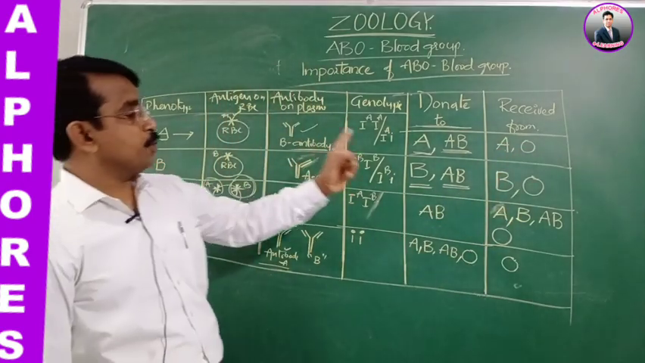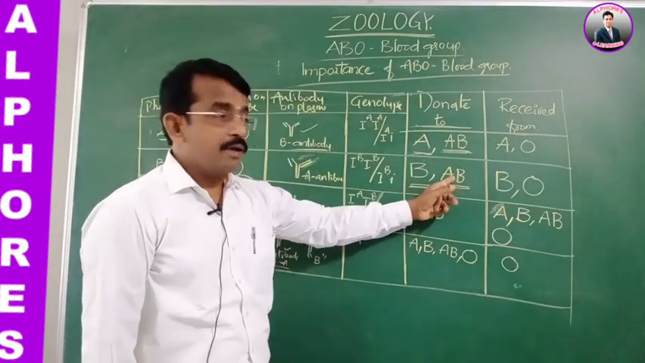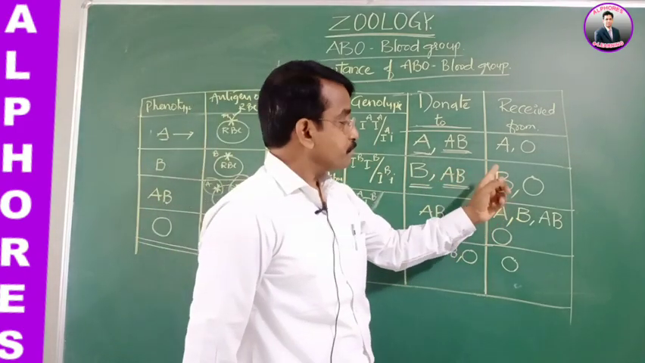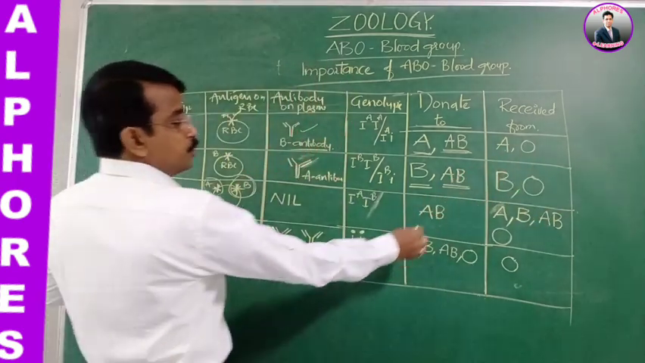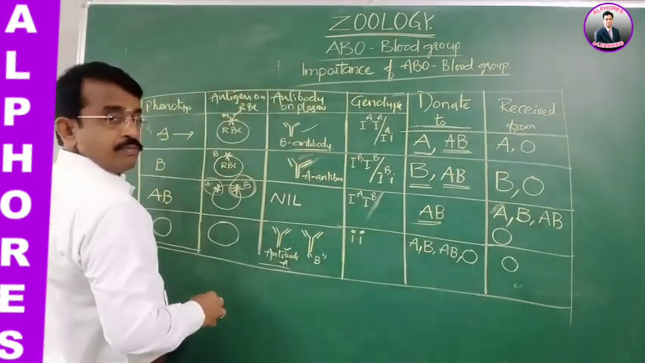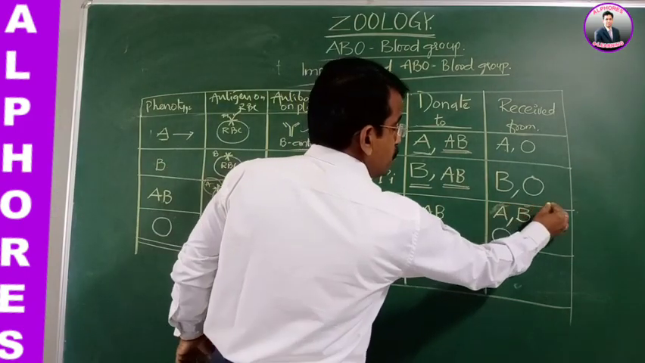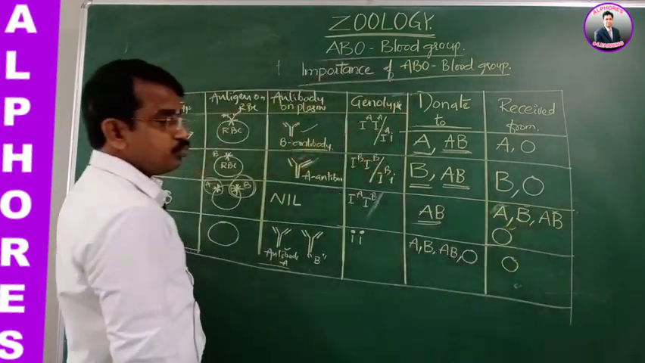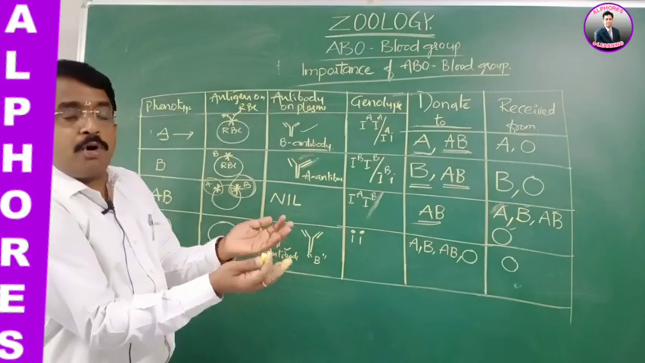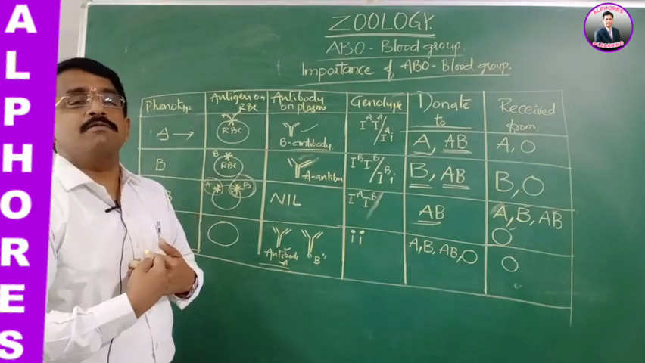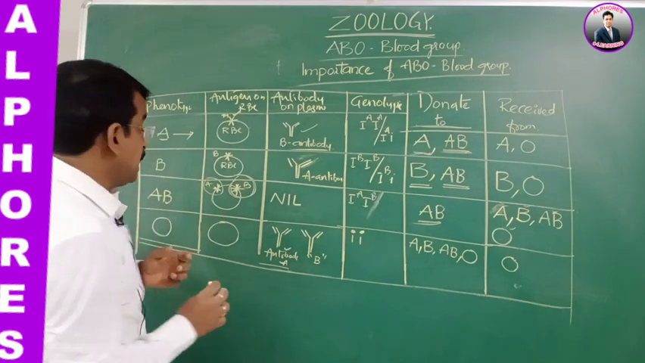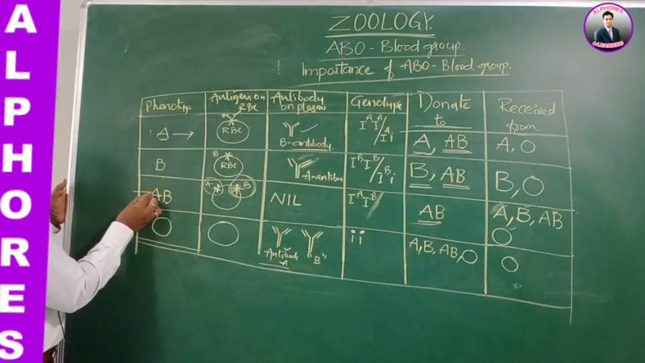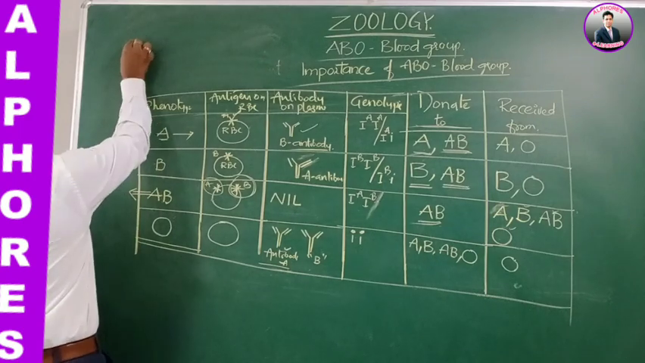B can donate to B and AB, and it can receive from B and O. AB can donate to AB only, and it can receive from AB, A, B and O. So AB is receiving from all the other blood groups. Why? It doesn't have antibodies.